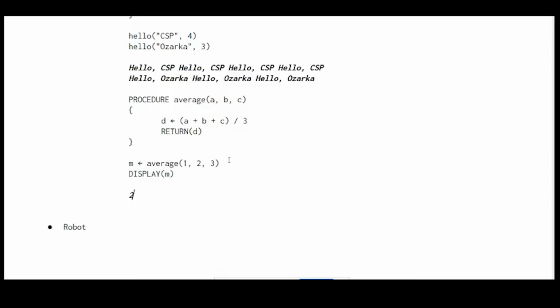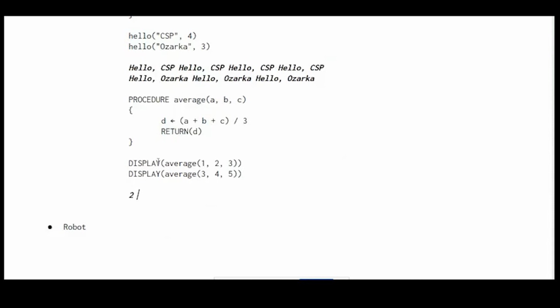Another thing you could have done is just taken this average right here and put the average right in there. It would still output 2 because it's going to average those 3 numbers. Another thing we can do is display the average of, let's just do 3, 4, and 5.